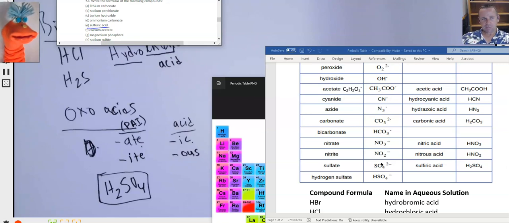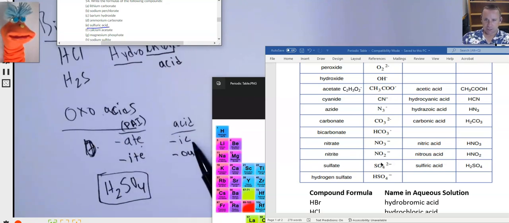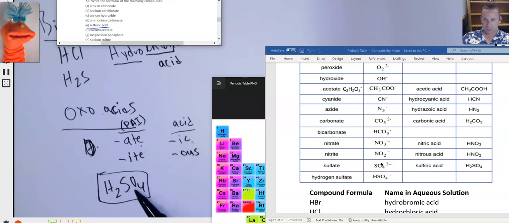Did you catch that? That was a lot of work. We needed to know it was an oxoacid. We needed to recognize it ends in -ic, therefore its polyatomic ion ends in -ate. So we see sulfuric, we find the sulfate ion, we put on enough hydrogens to make the acid. Okay, good job.